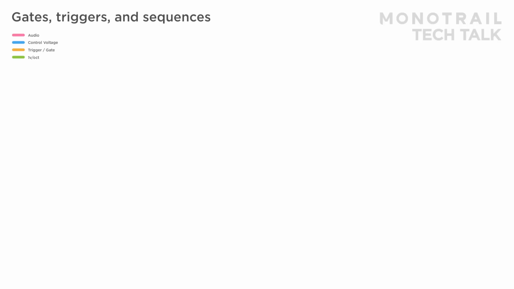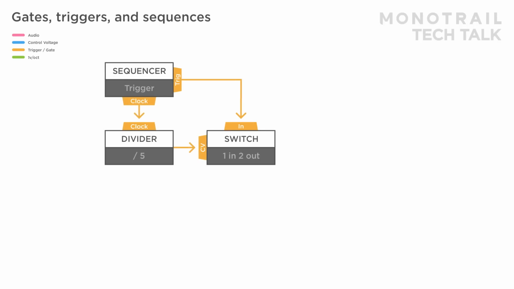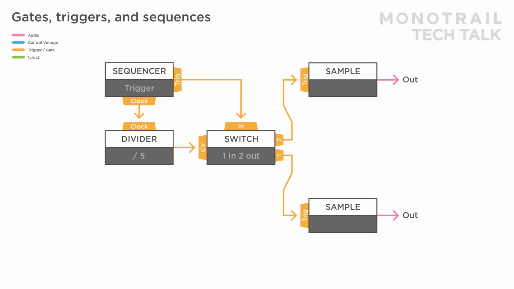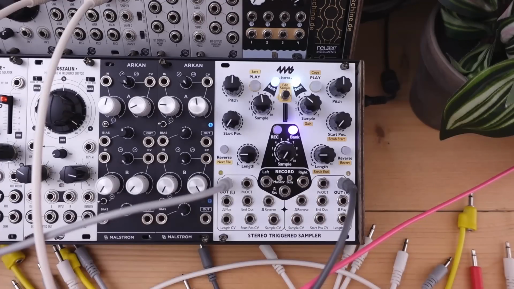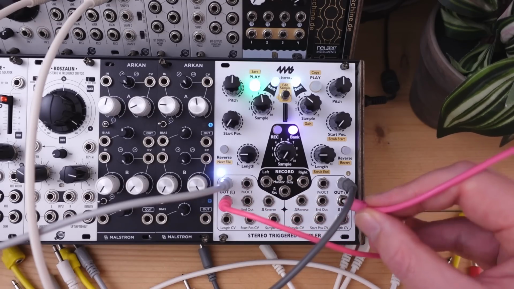Switches are also great to control or manipulate triggers, gate patterns and sequences. For example, you can send a trigger sequence to a switch and use the sequencer's clock to drive a divider. Use a fun division or even another pattern generator or random signal to switch between triggering 2 different samples. Here that's done with just 2 samples, but you can use a sequential switch to cycle through multiple different samples as well.